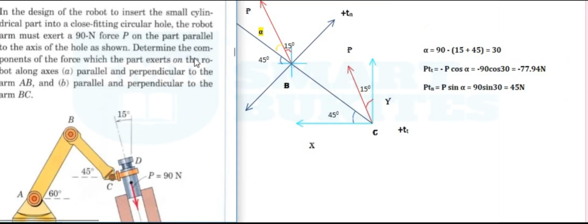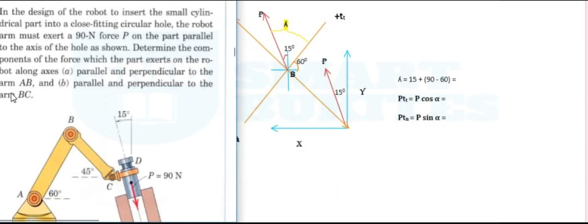Now let's revisit the question again. We're also asked to determine the components of the force which the part exerts on the axis along parallel and perpendicular to the arm AB, and that can be depicted by this. So our arm AB is at 60 degrees to the horizontal, which I plotted here on this XY axis. If this is point A and this is point B, the axis parallel to arm AB is going to be this line coinciding with AB.